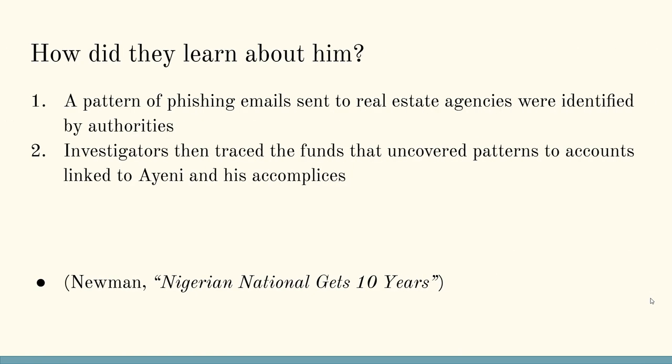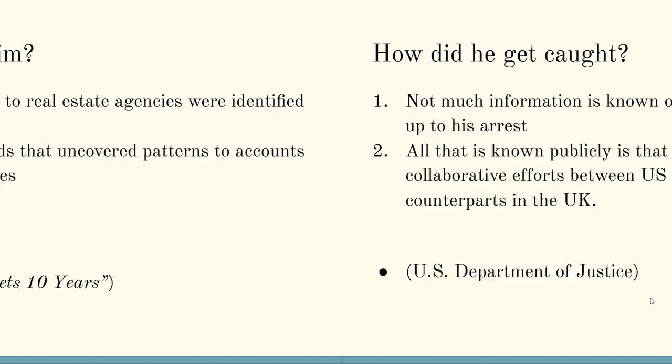So how'd they learn about him? A pattern of phishing emails sent to real estate agencies was identified by authorities. Investigators then traced the funds that uncovered patterns to accounts linked to Ayeni and his accomplices.